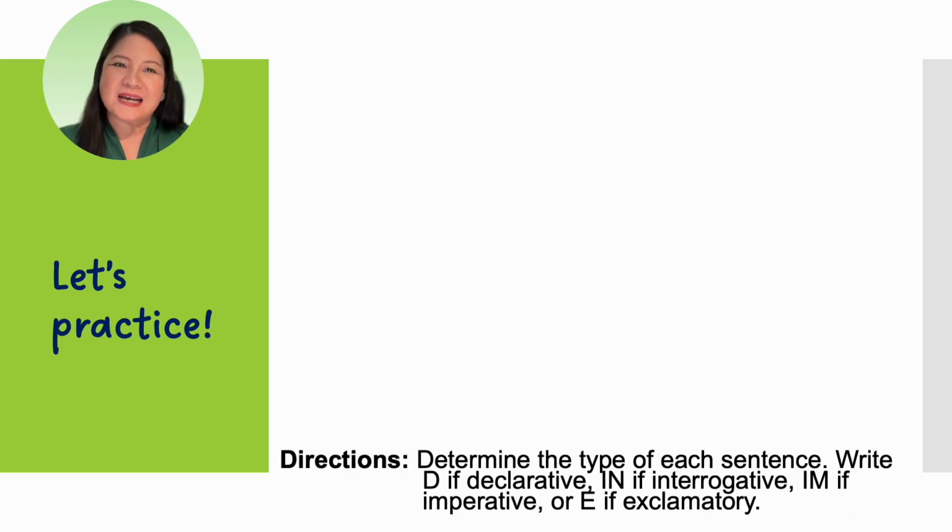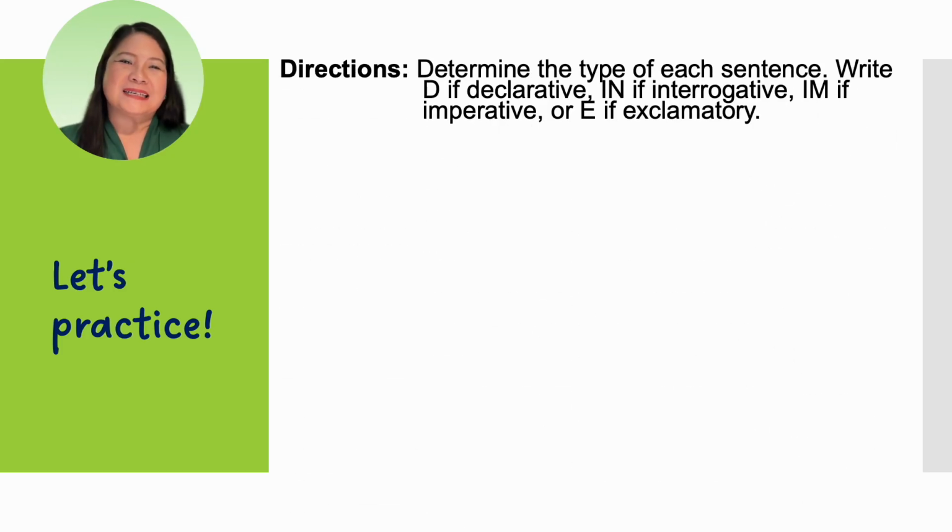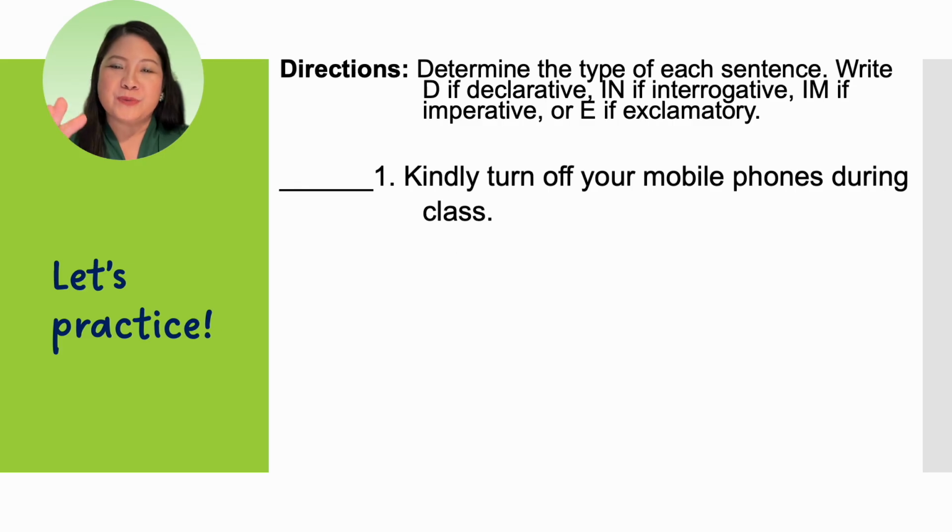Okay, it's practice time. Let's practice. Directions: Determine the type of each sentence. Write D if declarative, IN if interrogative, IM if imperative, or E if exclamatory. Do not forget to read and analyze carefully before putting your answer. So you may pause the video, guys, if you need more time.